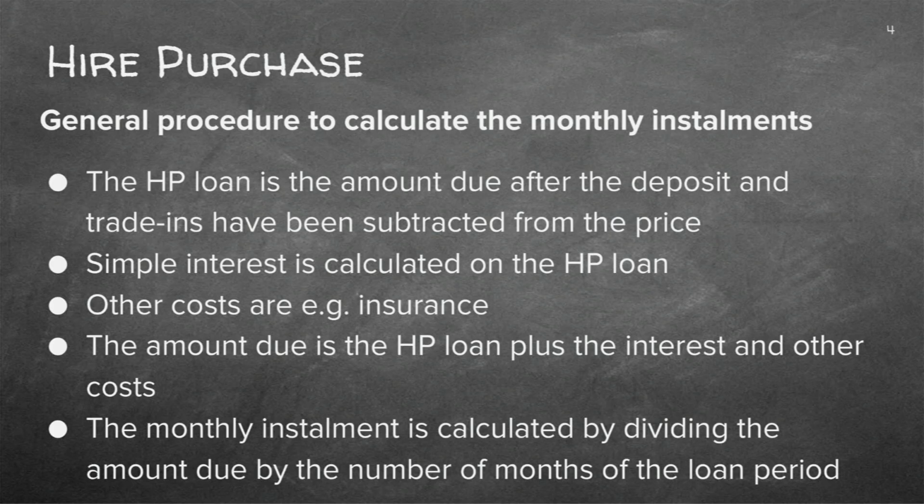Now, the hire purchase loan is an amount due after the deposit and trade-ins have been deducted. So this is very important. The deposit or trade-ins must be subtracted. So whenever we work out what we owe the bank on interest, we're first going to take off the deposit that we pay, and if there's a trade-in, a piece of furniture or a TV that you are trading in, then you deduct that amount of money, and only the remaining amount is what you're going to do the hire purchase problem on.